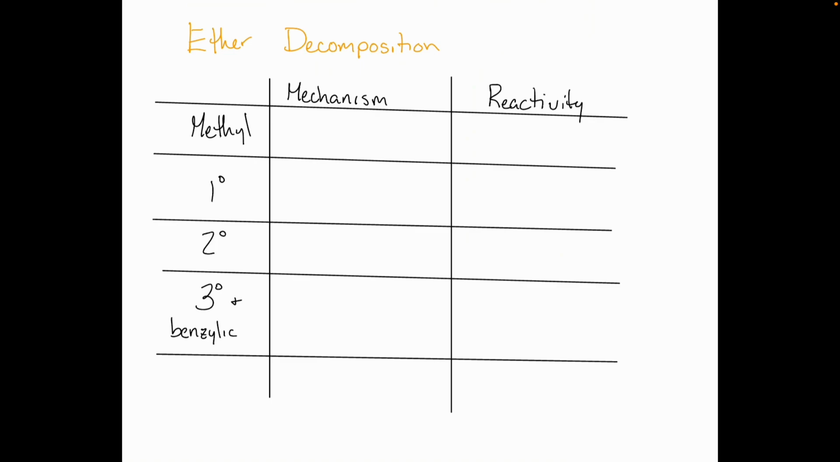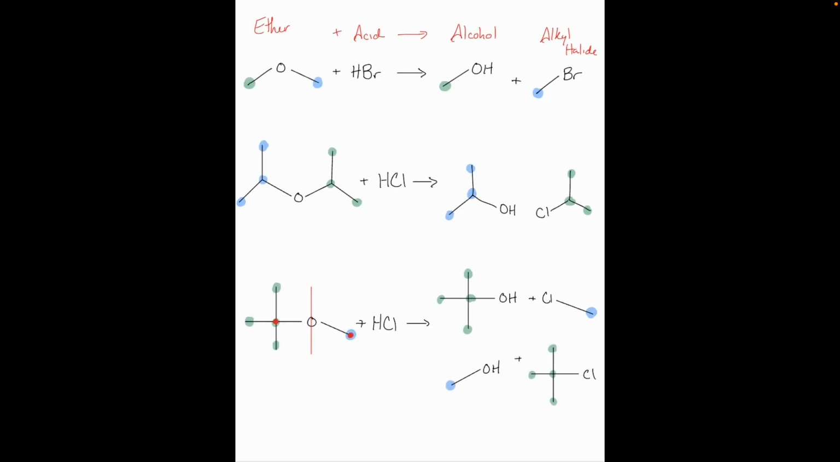And we're going to create two categories here: the mechanism by which this reaction occurs, as well as the reactivity of each of these types of carbons. So if we look at our example here, let's go back to our simple example actually.